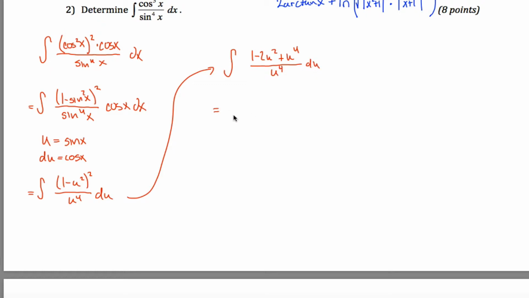And I can rewrite this as the integral of u to the negative fourth power, that's this 1 over u to the fourth, minus 2 times the integral of u to the negative 2 power. Took this negative 2, brought it in front. u squared over u to the fourth is u to the negative 2 power here, plus the integral of just 1. Oh, and all these have to have du's on them. Ugh.